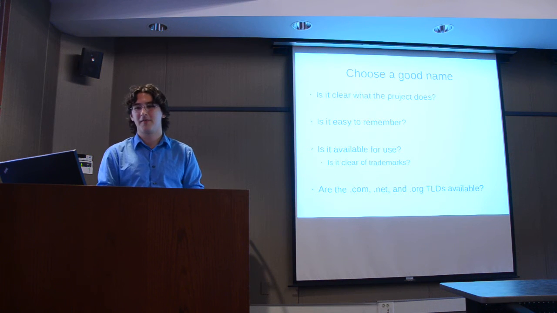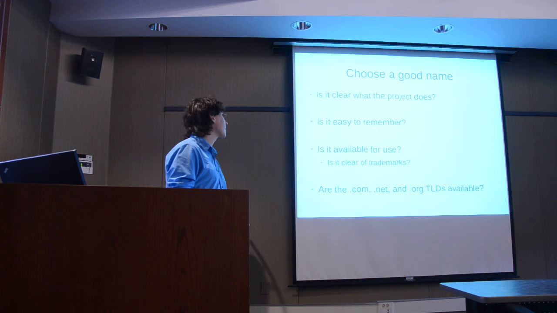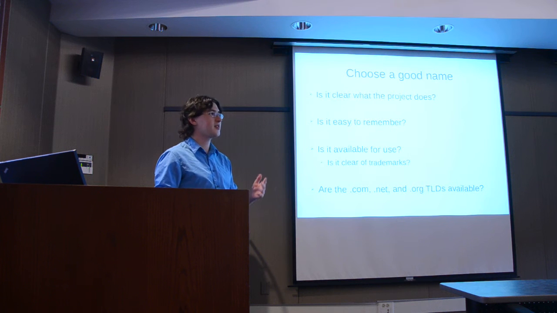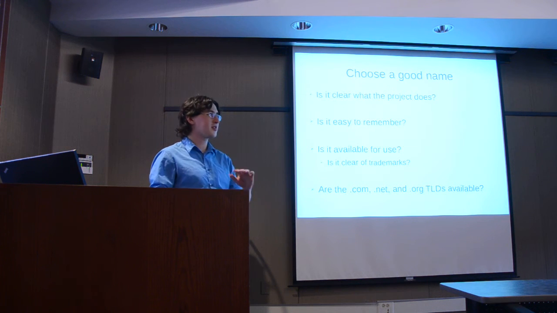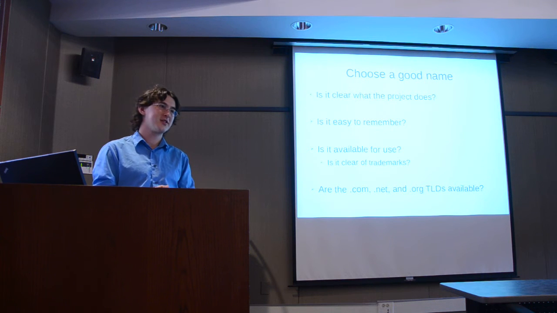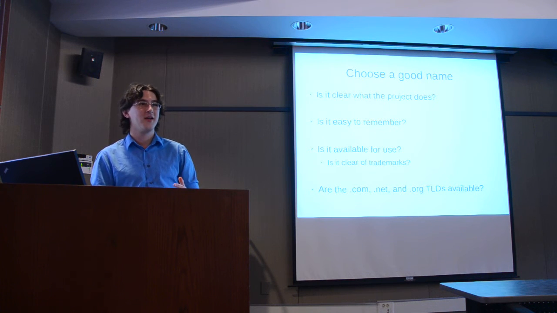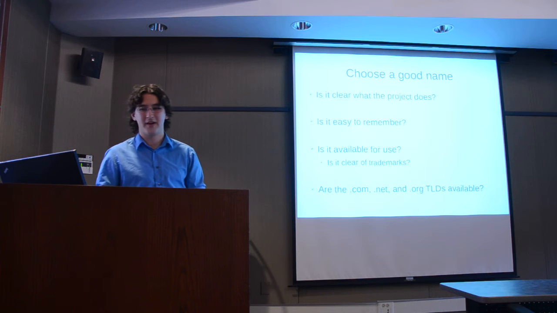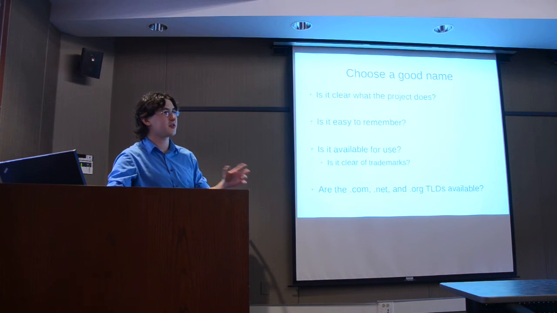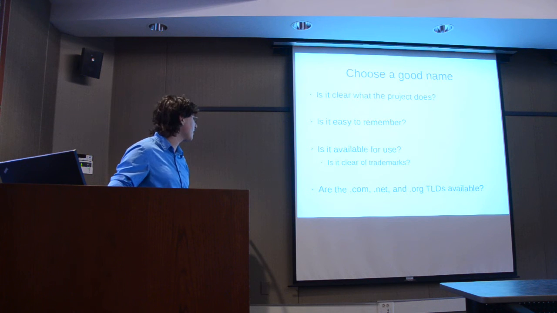So choose a good name, and this might not be as important, but is it clear what the project does? Is it easy to remember? Is it available for use? That's kind of important, but also kind of not important. Like you've got Cisco, the company that does the network, and you've got Cisco, the food company. So depending, it might not matter that it was also available, but you should make sure about trademarks, which are industry dependent, which is why they can do that. And are the domains available?